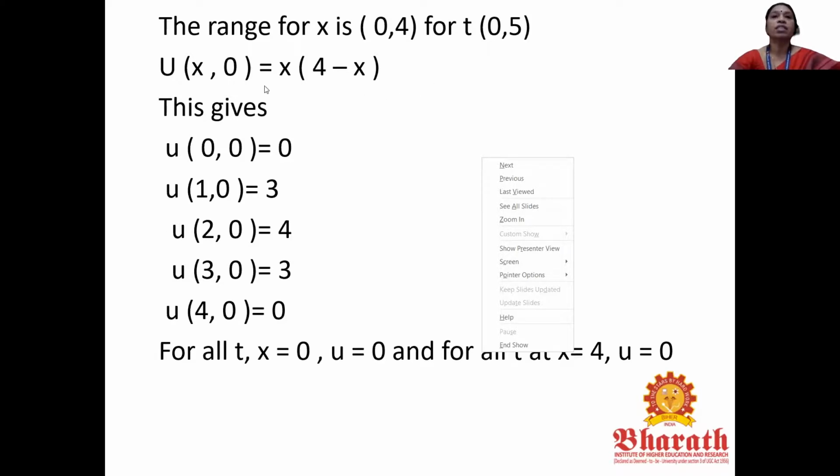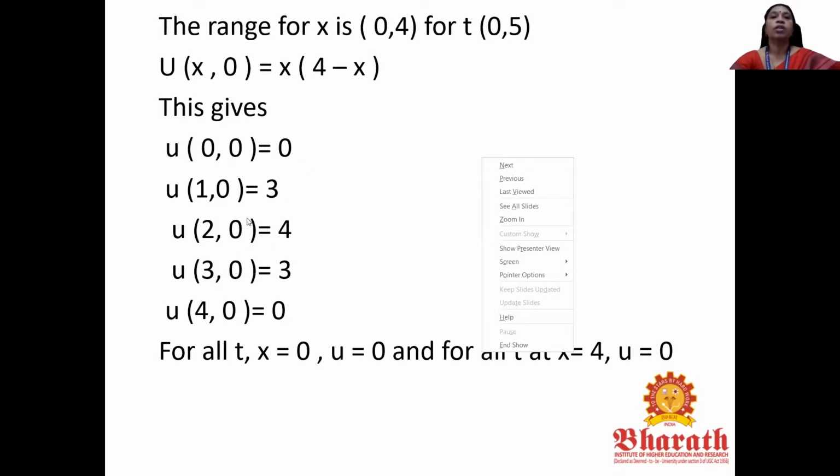So U of X, 0 is equal to X into 4 minus X. So this gives U of 0, 0 as 0. U of 1, 0 is equal to 1 into 4 minus 1. So that is 1 into 3, that is equal to 3. Now U of 2, 0 is equal to 2 into 4 minus 2. So 2 into 2, that will give you 4.